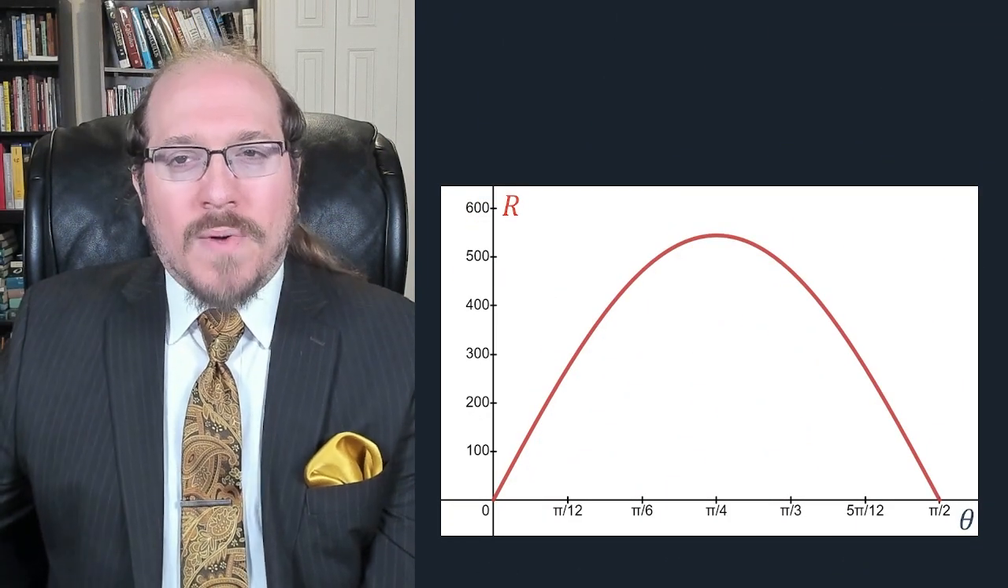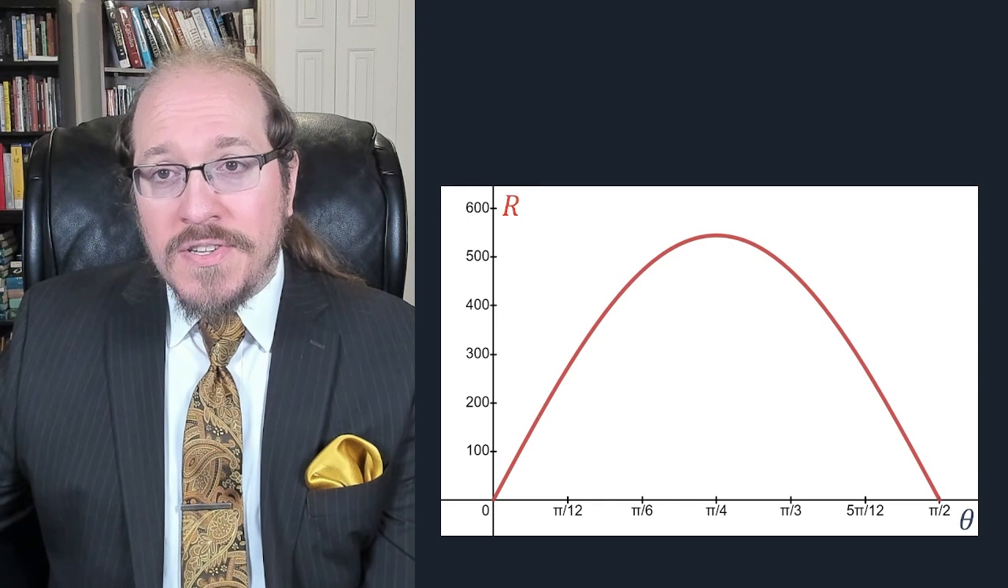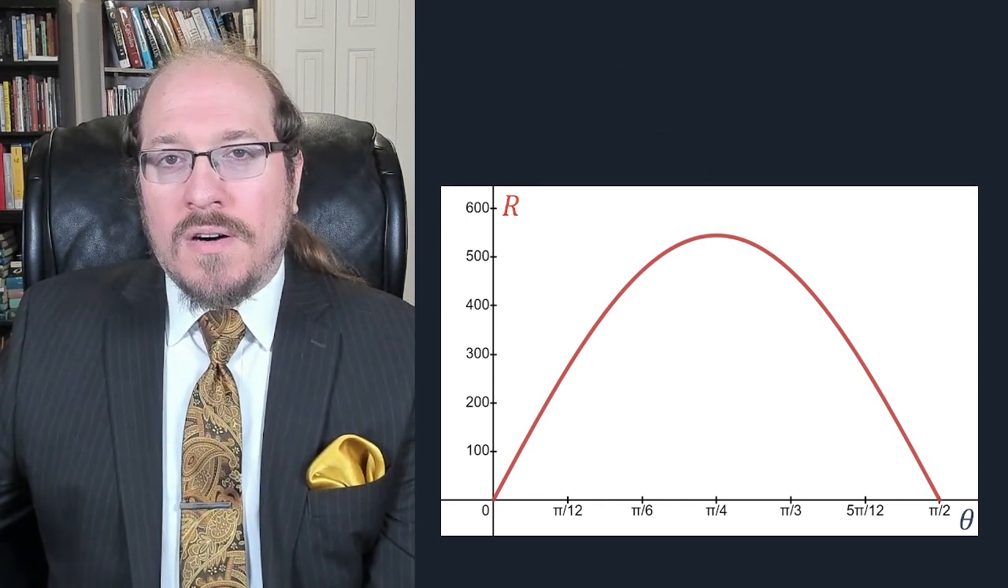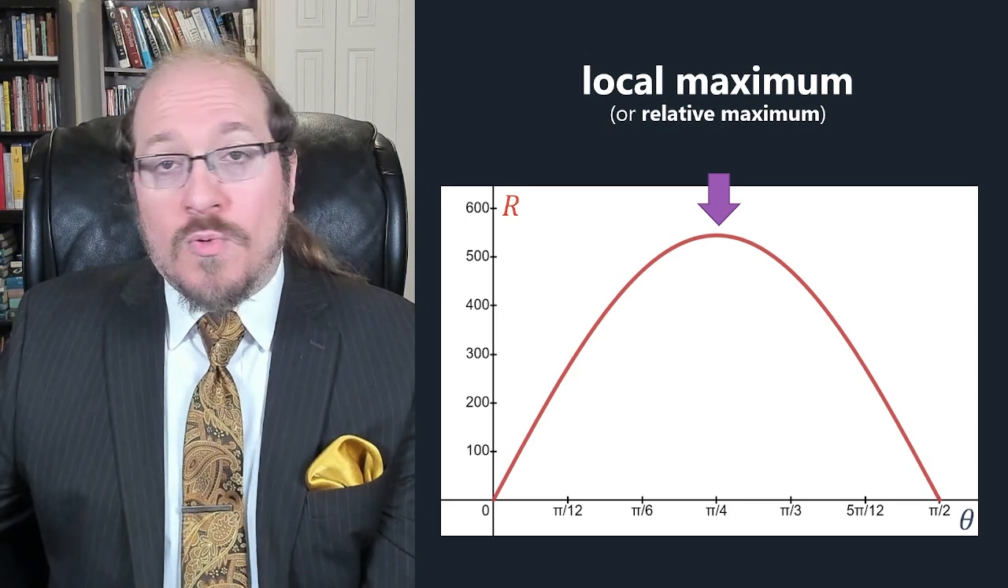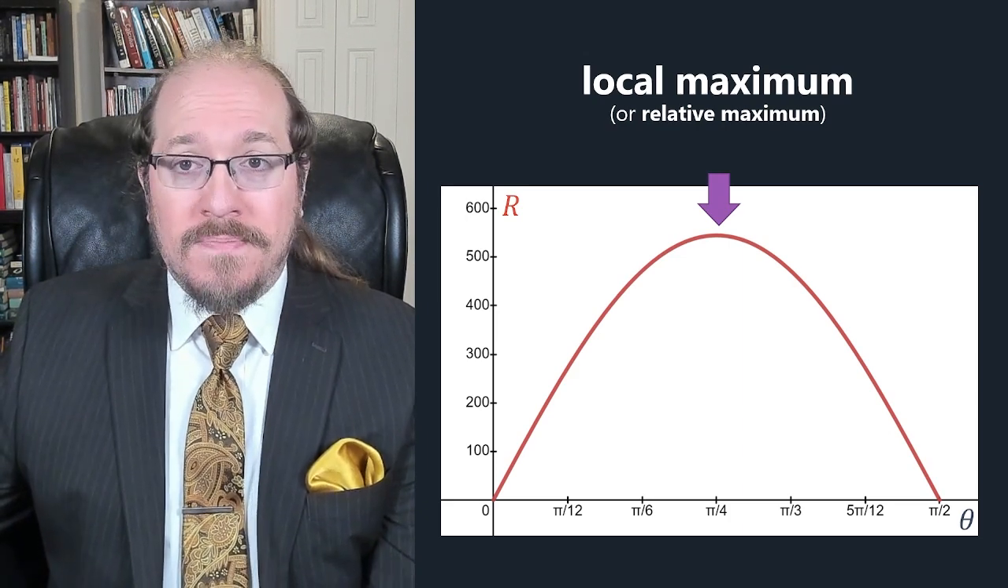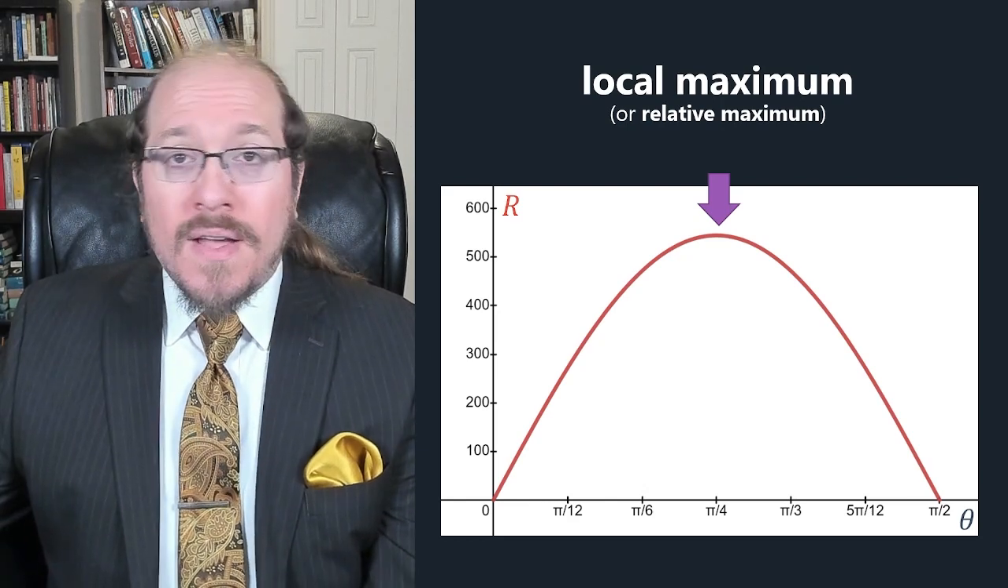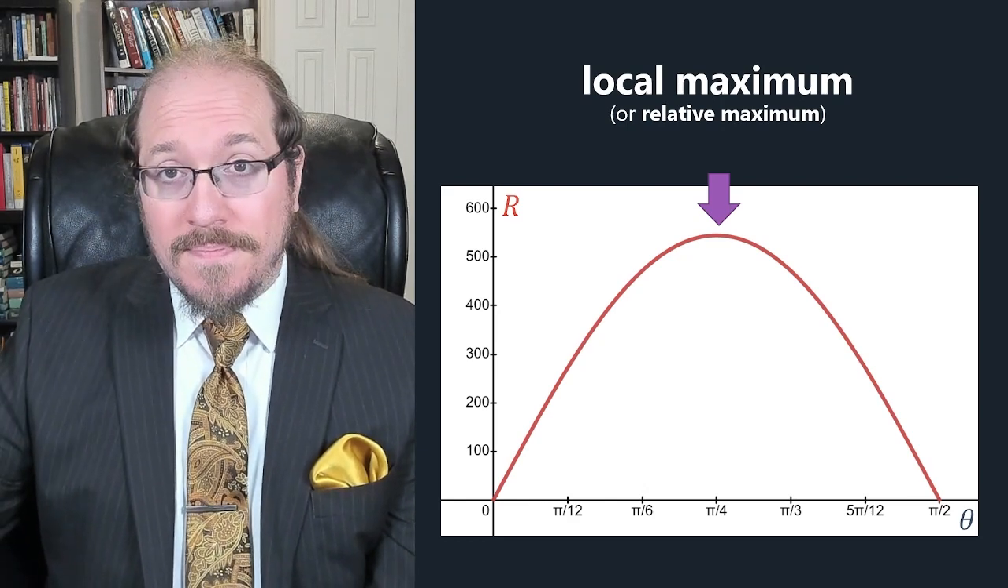Here's the graph of the range of the ball in feet as a function of the launch angle in radians. What we're looking for is what's called a local maximum, or sometimes relative maximum, of the function. Essentially a point of the graph where the y value is greater than everything in its immediate neighborhood.